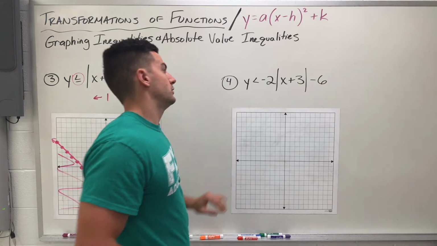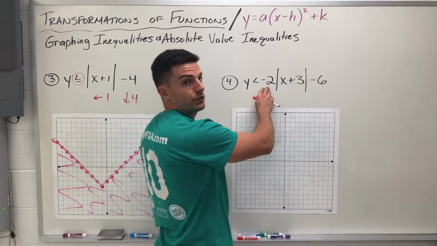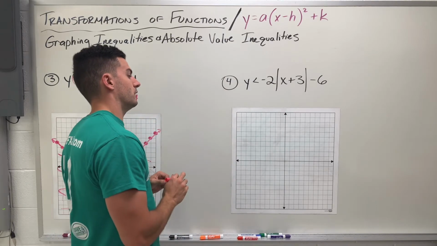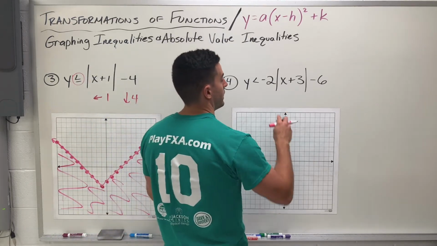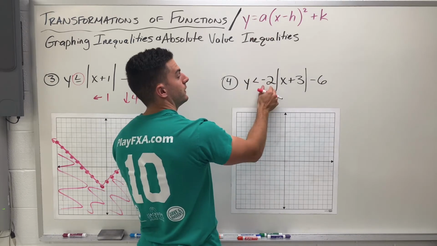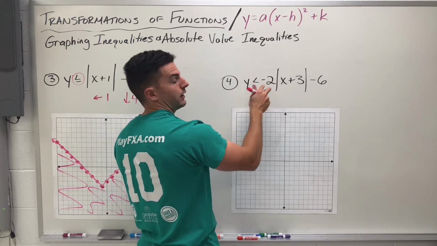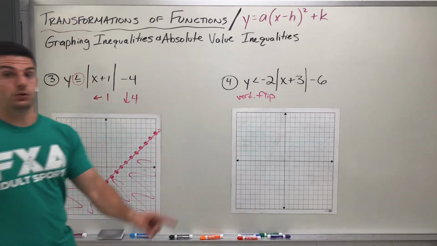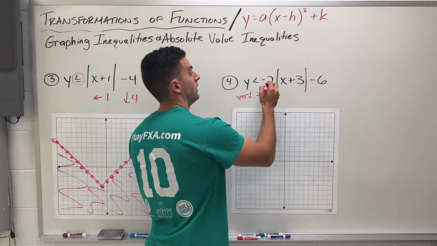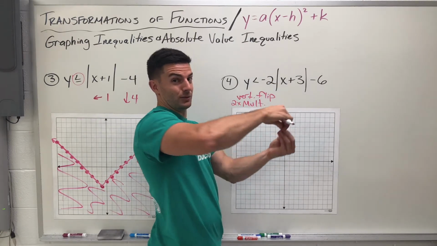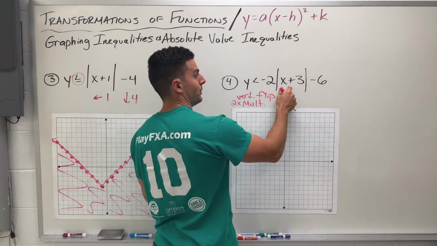Last one, number 4, a little trickier, okay? y is less than -2 times absolute value of x plus 3, minus 6. Okay, so again, transformations, what do I got in here? I've got this -2, that's an A value, right? And so that negative means vertical flip. So instead of an upwards V, it's going to be a downwards one, kind of like a capital A almost. And then there's a 2 times multiplier, and that just means a vertical stretch, right? So that V shape is going to be stretched out, okay?